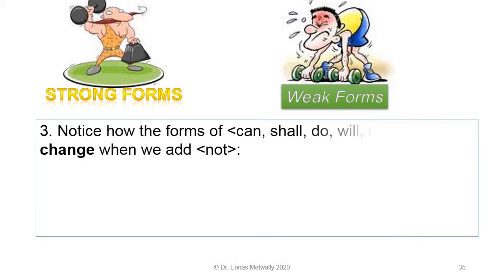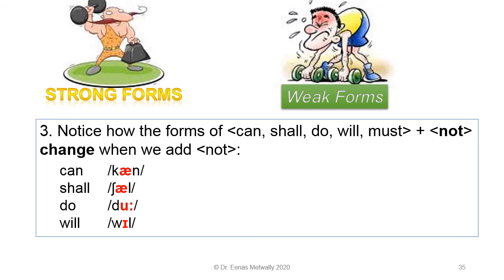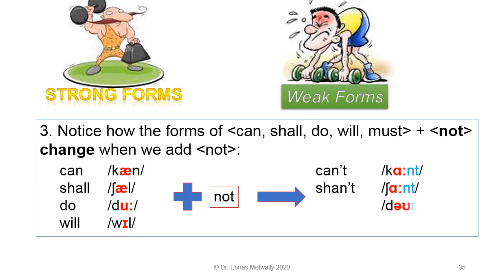Note that the forms of can, shall, do, will, and must change when we add not. So can becomes can't, shall becomes shan't, do becomes don't, and will becomes won't.